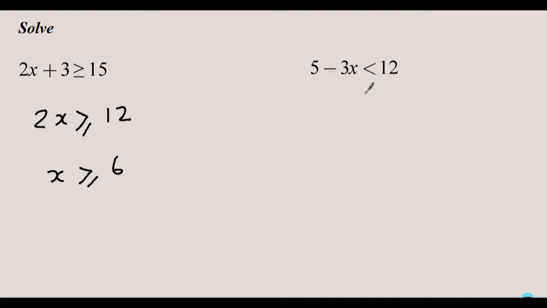But here, if we subtract 5 from both sides, we get -3x is less than 7. Now we have to divide by the coefficient of x, which is -3. So we should be careful to flip the inequality sign because we're dividing by a negative number. And this is -7 over 3.